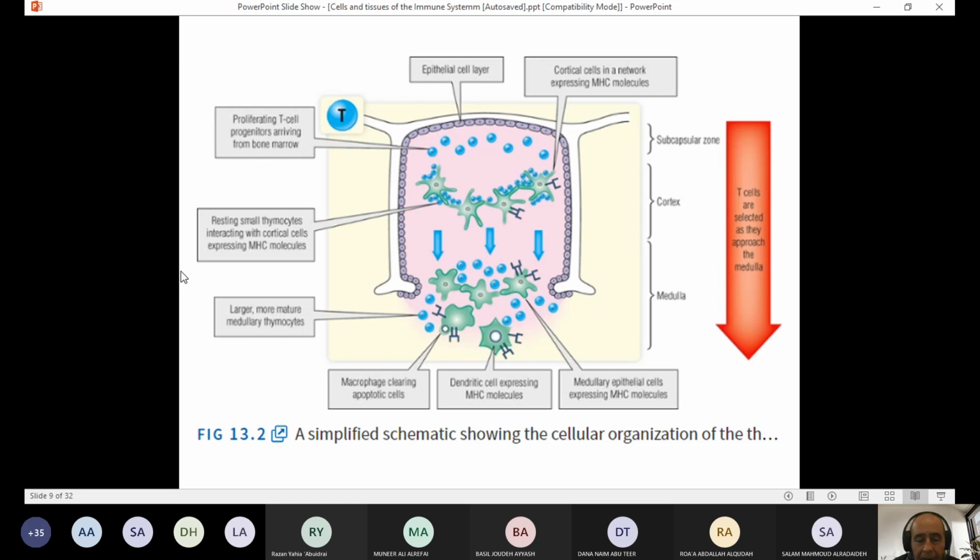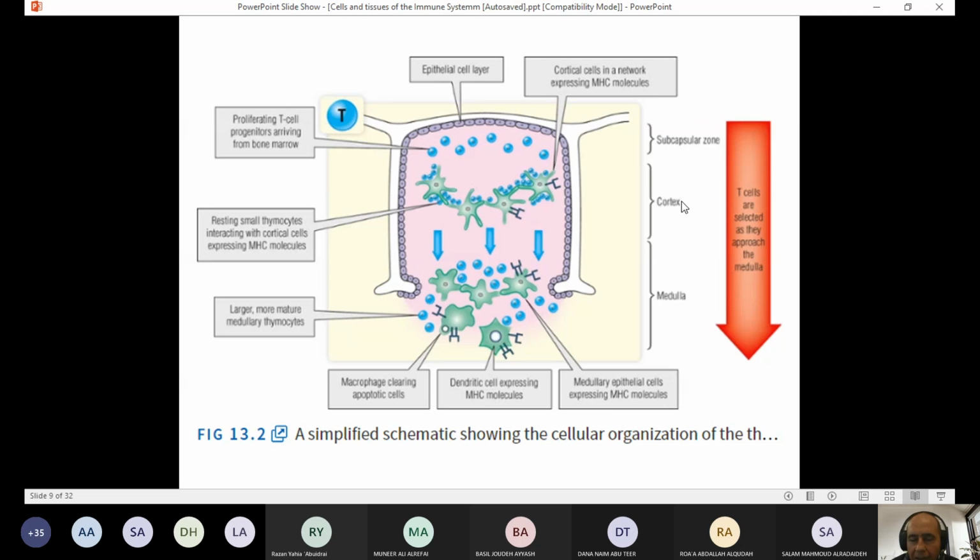Here is a simplified schematic scheme showing the cellular organization of the immune system. The bone marrow is where the hematopoietic stem cells develop, and this is where they are going to recognize the self antigens, the progenitor cells arriving from the bone marrow. 95% of those are going to die because they recognize self antigens, and just less than 5% will go into the secondary lymphoid organs.